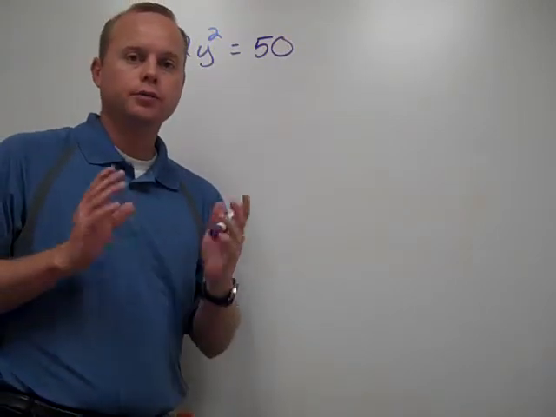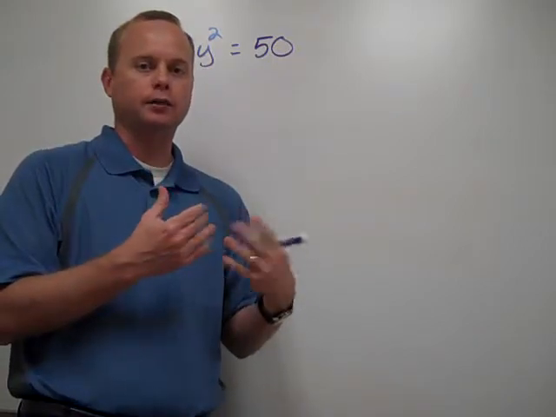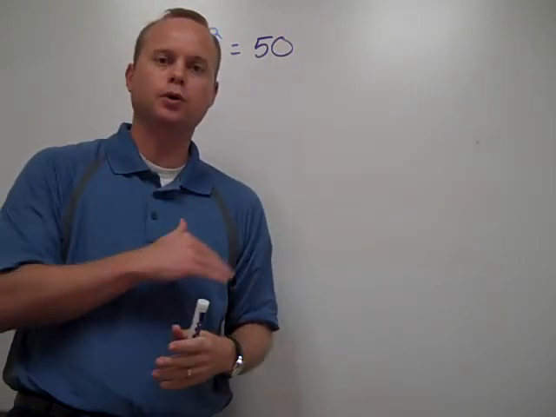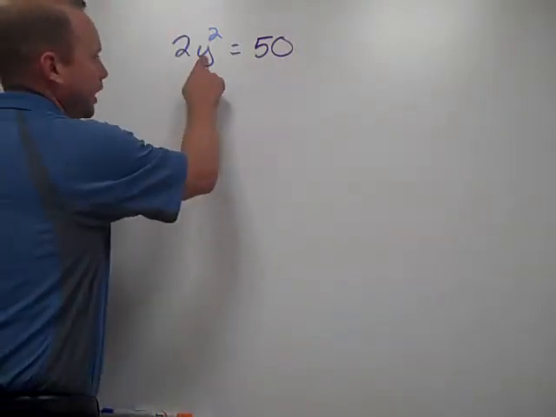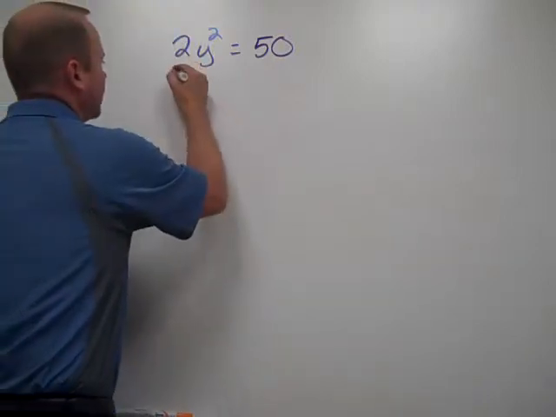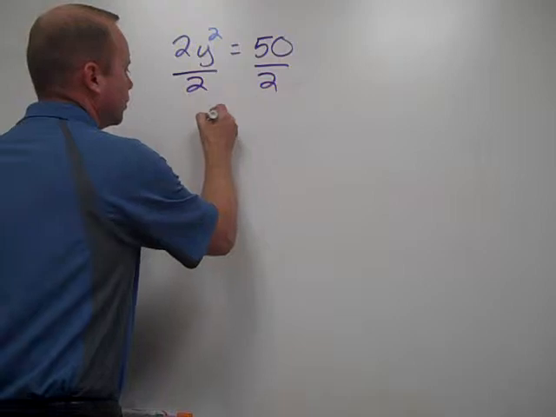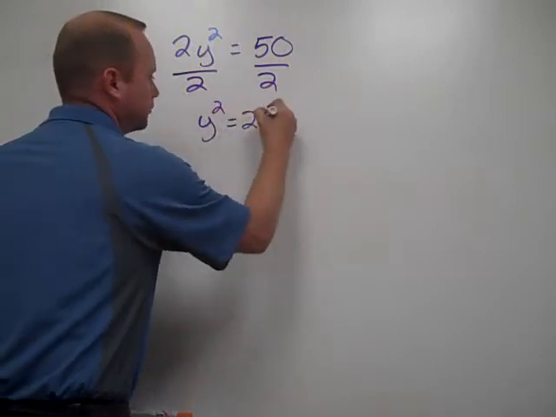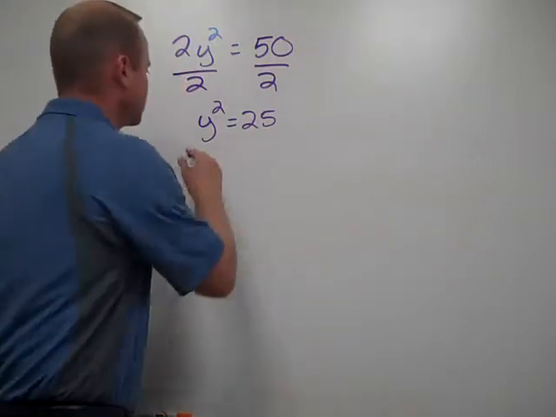squared. Well, the first thing that we need to worry about is trying to isolate that variable, the y squared. If we can get that all by itself, then we can take the square root of both sides. So on this one, this is 2 times y squared, so I'm going to do the opposite, which is to divide. I divide this side by 2, divide that side by 2. Y squared equals 25. I notice that 25 is a perfect square, makes it really nice.